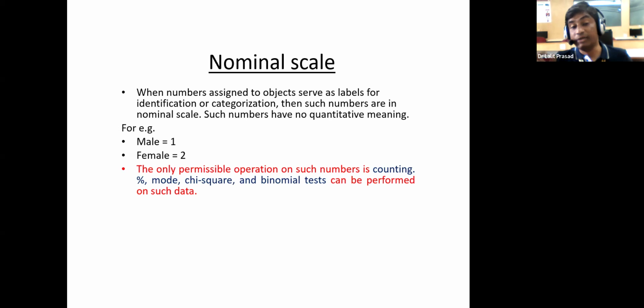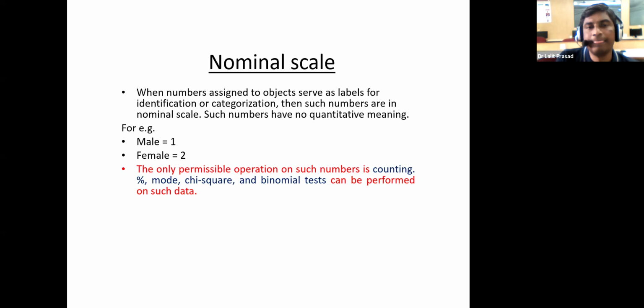If we are giving male is equal to 1, female is equal to 2, male is number 1, it doesn't mean that males are better than females or vice versa. It is only for identification purpose. If your data is related to this, then it is known as nominal data, or your data is in nominal scale. In your questionnaire, if there is a yes or no question, then it is nominal. Male and female, nominal. If there is a region, north, south, east, west, nominal. Names of cities, states, countries, all are in nominal scale.